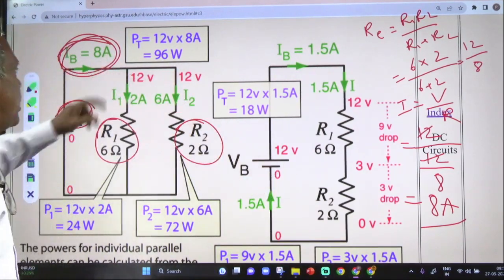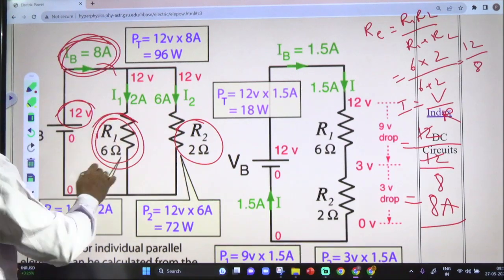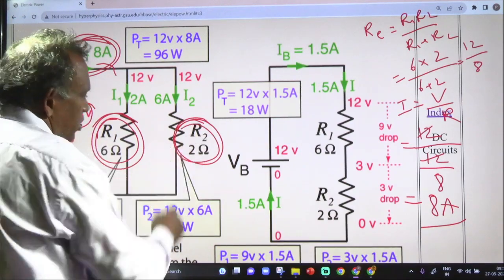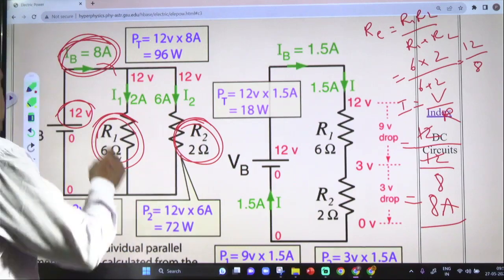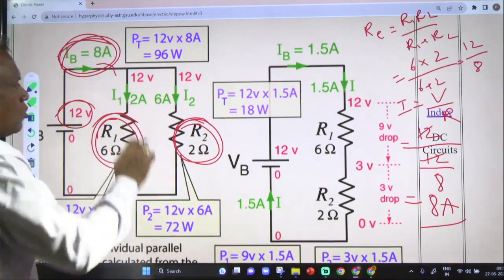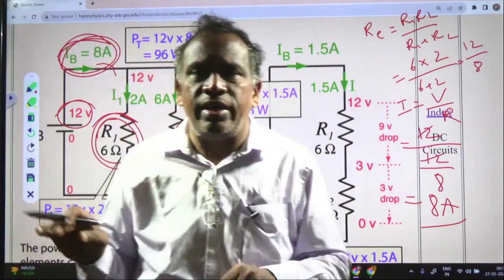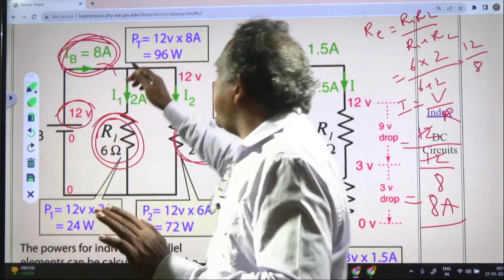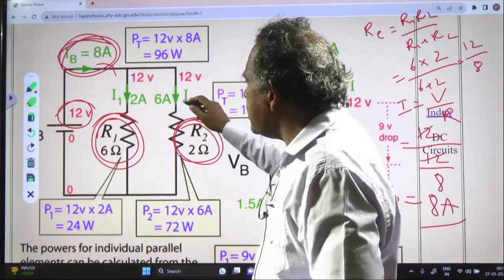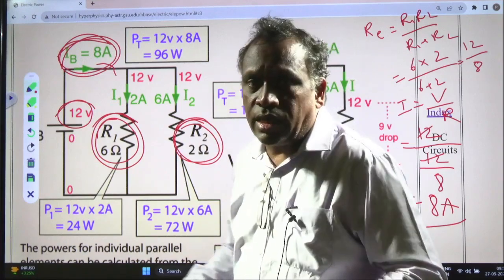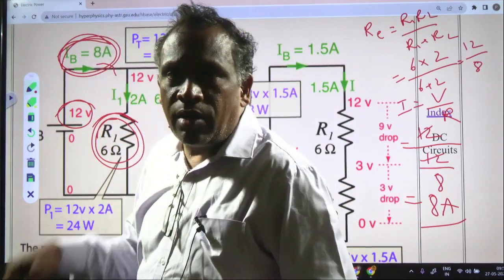Once this 8 amperes comes, there are two resistances, one is R1, another is R2. R1 is 6, R2 is 2. Now try to split this current of 8 amperes into two currents, because in a parallel circuit the current is going to be divided. When the current is divided, 2 amperes will go to the R1 resistor and 6 amperes will go to the R2 resistor. How can you say only 2 amperes is going to the R1 resistor?